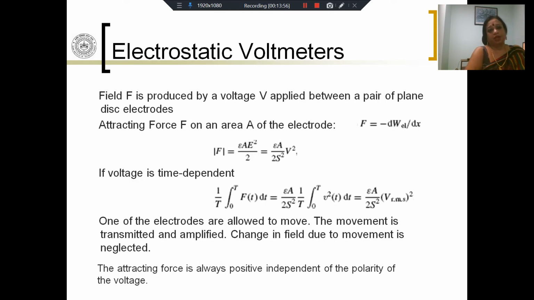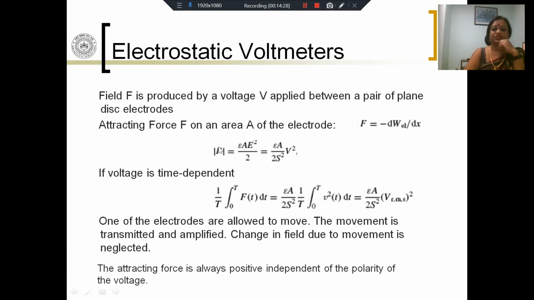Next, we come to electrostatic voltmeters. Electrostatic voltmeters are a very common class of voltmeters for measuring the voltage, where we have, let's say, 2 plain disc electrodes, and when we apply a voltage V between the plain disc electrodes, a field E is produced. Because of the field E, there would be an attractive force F on any area A of the electrode. This F is given by minus dW/dx, where W is the electrostatic energy.